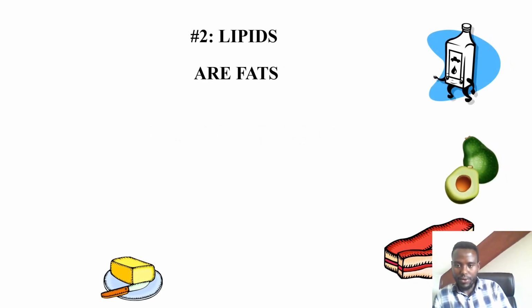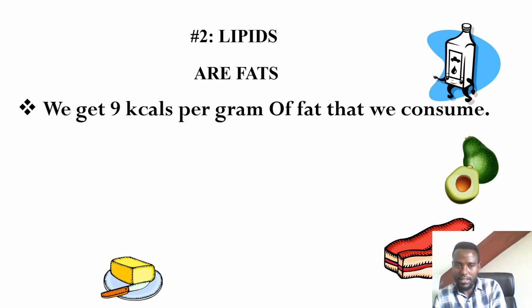As you have seen from these pictures, lipids are the fats which we get from animals or from plants. They are divided into two based on room temperature: liquid lipids, which are called oils, and solid lipids, which are called fats. As you see from these pictures, we get 9 kilocalories per gram of fat that we consume.